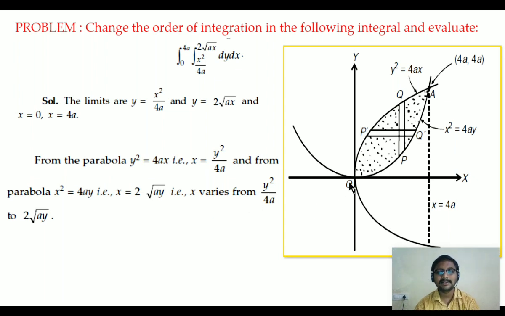And y limits. So clearly here the ordinates are 0 and 4a with respect to the y axis. Thus the new limits are obtained: x limits are y square by 4a to 2 root ay, and y limits are 0 to 4a. So using these limits, now we can solve the given sum.